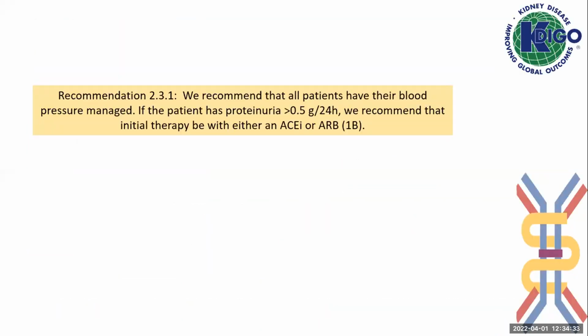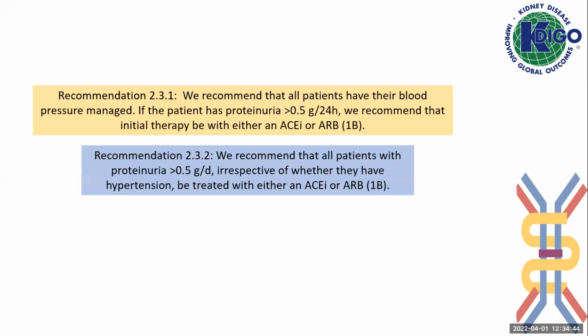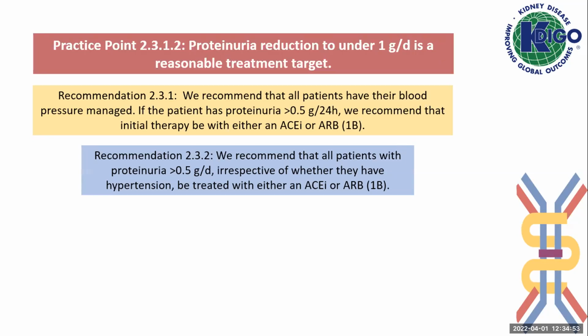The KDIGO guidelines recommend that all patients have their blood pressure managed. If the patient has proteinuria of more than 0.5 gram per 24 hours, it's recommended that the initial therapy be either an ACE inhibitor or an ARB. In all patients with proteinuria exceeding 0.5 gram, irrespective of whether they have hypertension, they should be treated with either an ACE inhibitor or an ARB. Proteinuria reduction to under 1 gram is a reasonable treatment target.